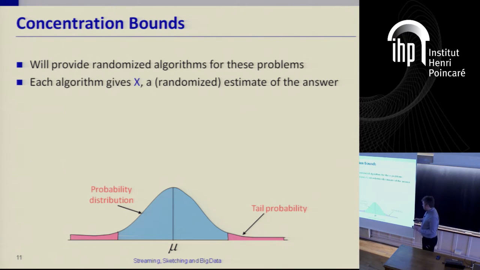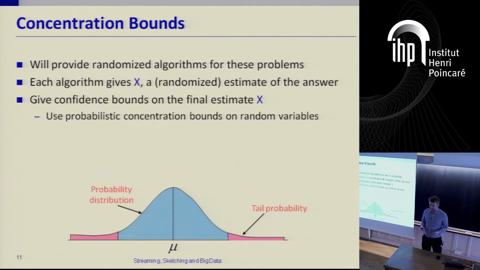If you've not seen this before, it requires a different mentality, a different approach to these kinds of questions, because we're going to think about randomized algorithms that give us answers to these problems. Each algorithm is going to output some random variable X, which is its estimate of the answer. We'd like to say that when we run the algorithm to sample from this random variable, it's very tightly concentrated around the answer that we want to see.